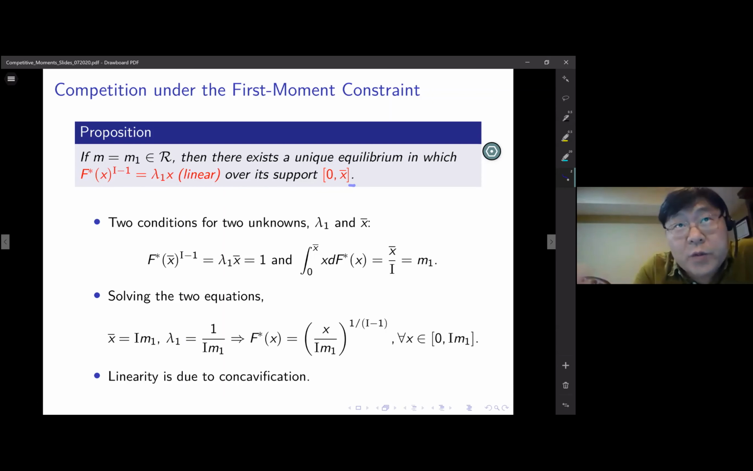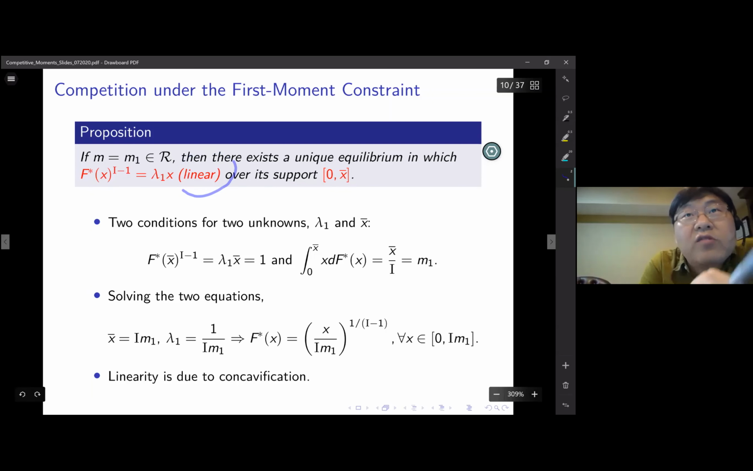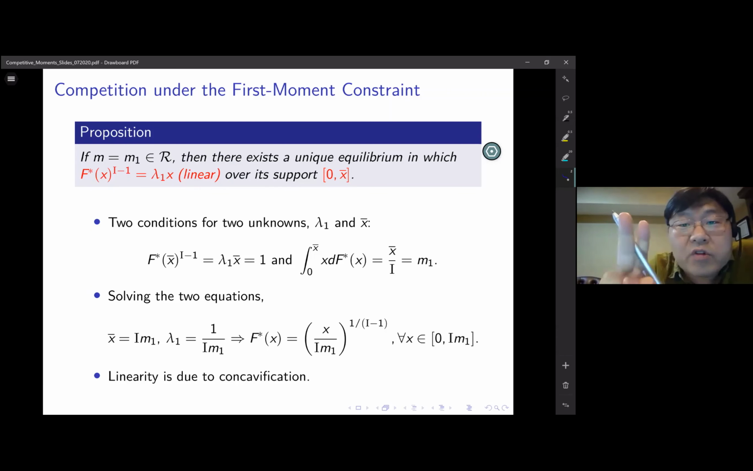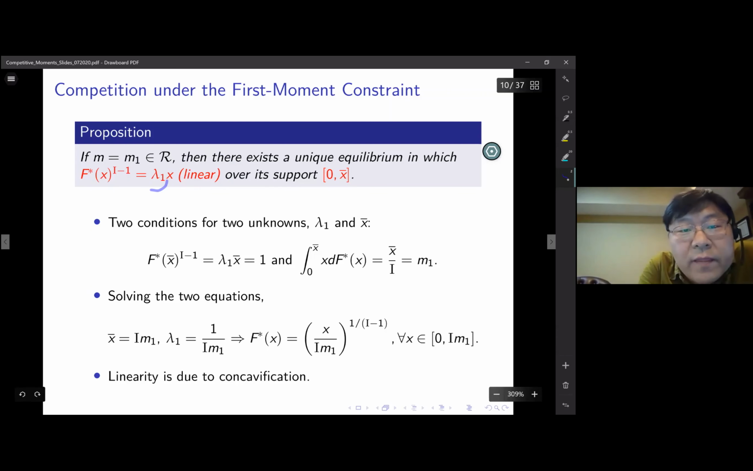And I wrote this proposition this way only to highlight this linearity. I can actually show you the closed-form solution. So there are 2 unknowns, lambda 1 and x upper bar. So we need 2 equations. And the first equation is simply that this f star is the distribution function. So at the upper bound, x upper bar, it must be equal to 1.